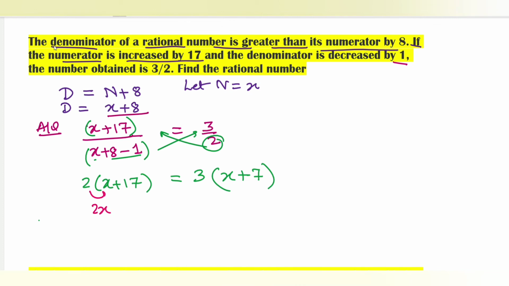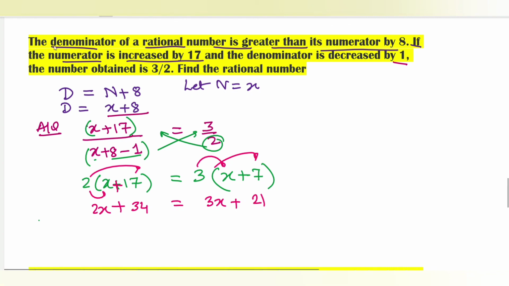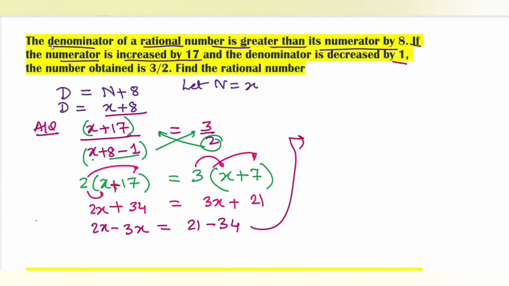This will give you 2x. The separation sign is plus, so put plus. 2 will multiply with 17: 17 2s are 34. And again 3 will multiply with x, 3x, and 3 will multiply with 7, 21. See the like terms: 2x minus 3x, 21 minus 34. Solving here, 2x minus 3x is what? Minus x. And 21 minus 34 is how much? Minus 13. So x is equal to 13.